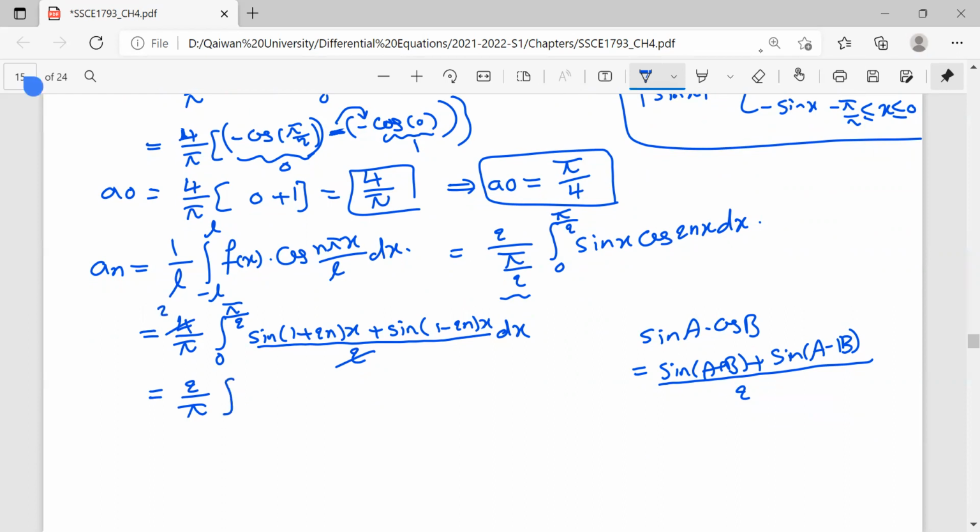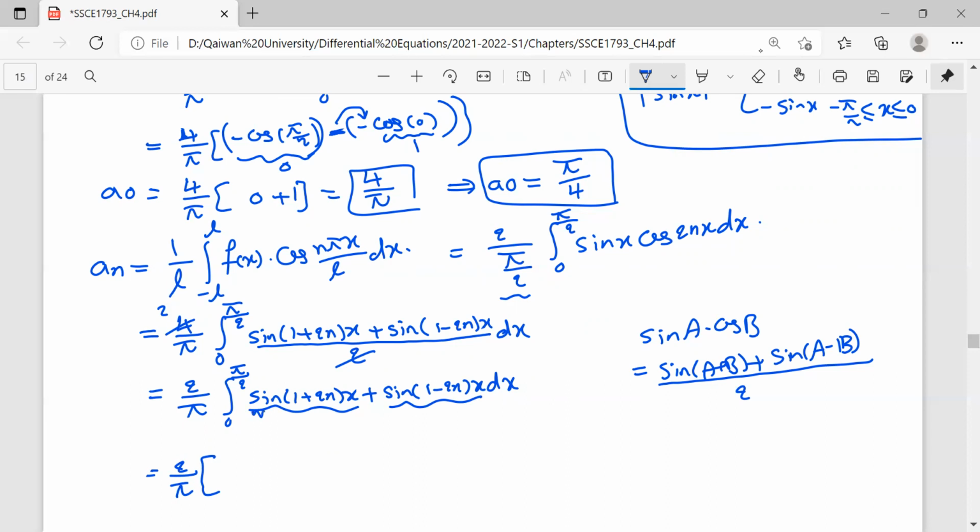2 over pi, integration from 0 to pi over 2, of sine(1 plus 2n)x plus sine(1 minus 2n)x dx. We have these two terms. In both, we have sine. The integration of sine is negative cosine. This equals 2 over pi times the integration of sine, which is negative cosine.